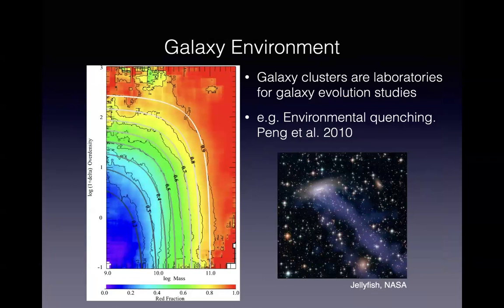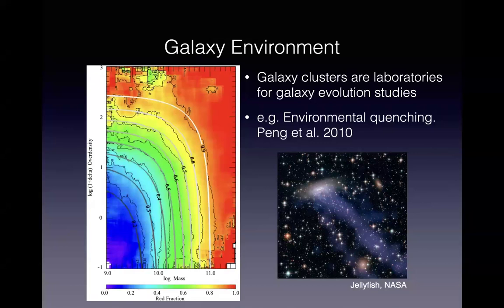One of the things they obviously do is, most of the galaxies in the universe are actually star-forming galaxies or spiral galaxies like our Milky Way. But galaxy clusters tend to quench galaxies. And when I say quench, I mean turn them red, so they're no longer forming new stars because they no longer have access to cold gas to form new stars.